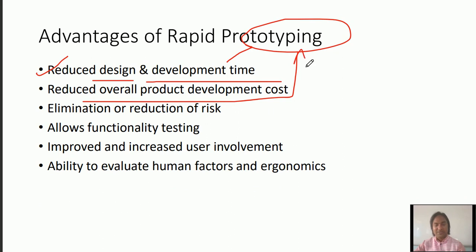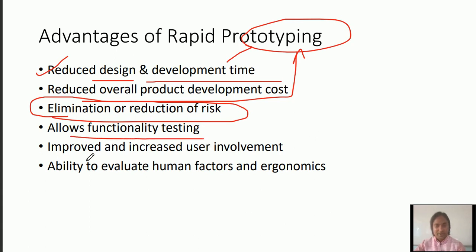We can estimate the total product cost. We can estimate the total material requirement. And based on that, we can estimate our cost, and we can check where we can reduce it. Then elimination or reduction of risk. Since we are checking the product with the help of a prototype at each stage, there is less chance of failure. Next, allow functionality testing.